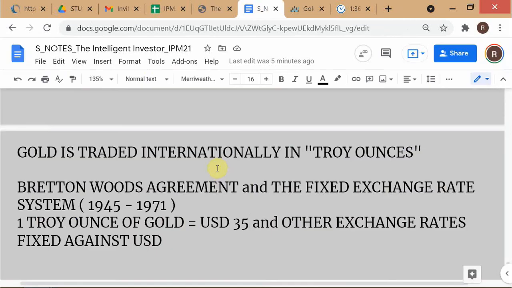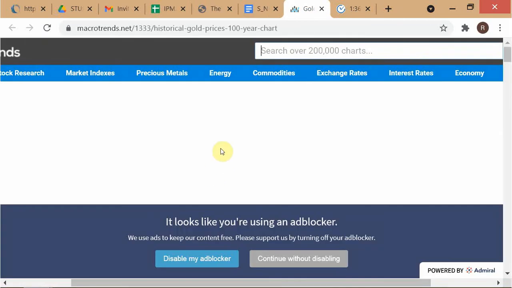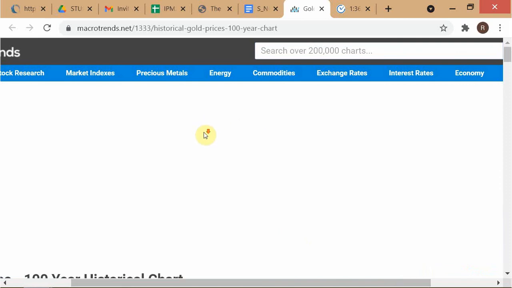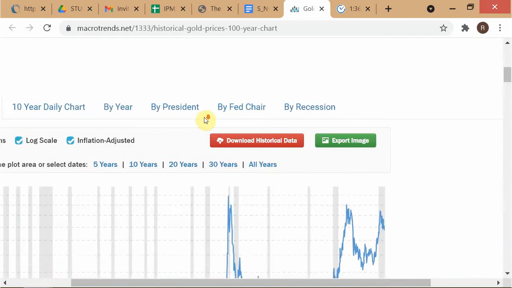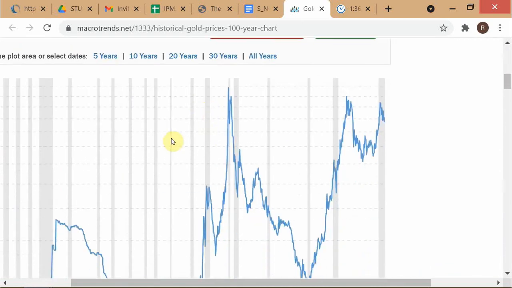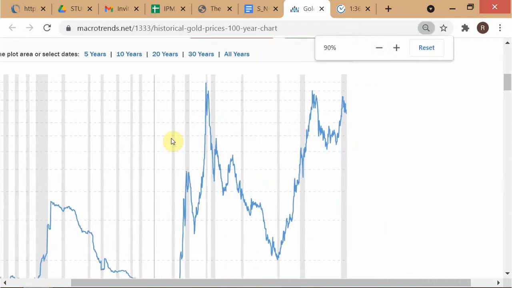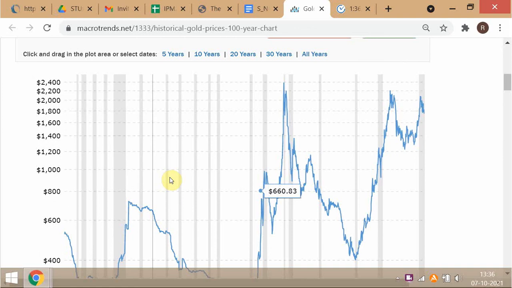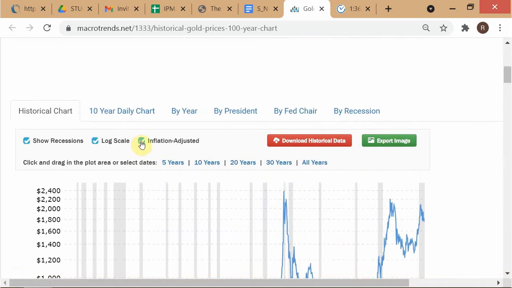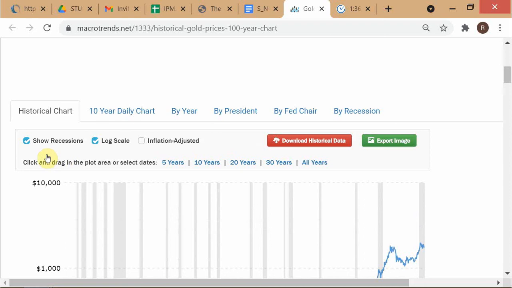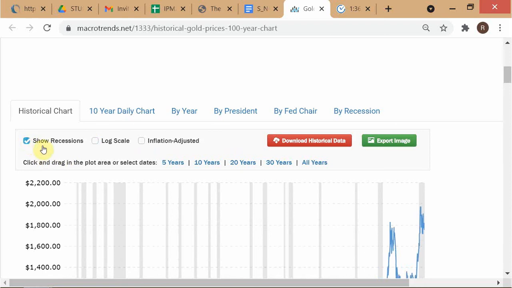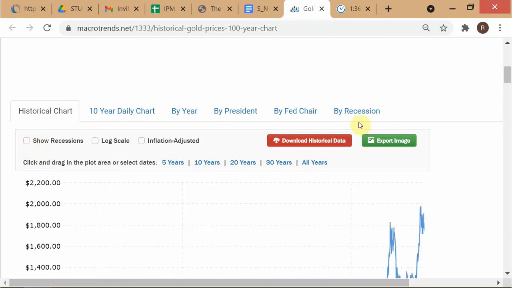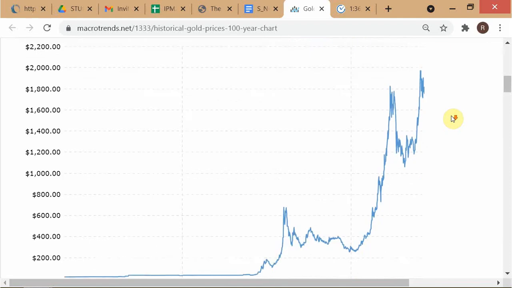So now let's look at the gold price, okay? Let's try and show you. I've given the link in your notes. I want to disable the real gold price, I don't want a real gold price. I don't want log scale. I don't want to show recessions. Okay, now look at the gold price.